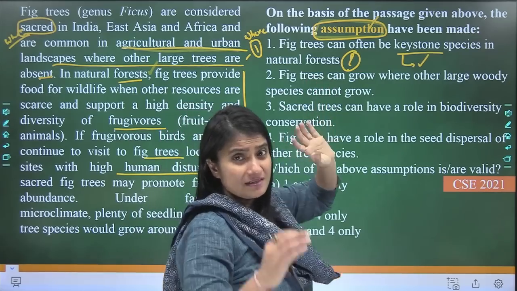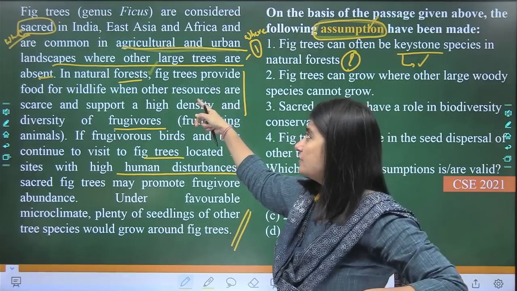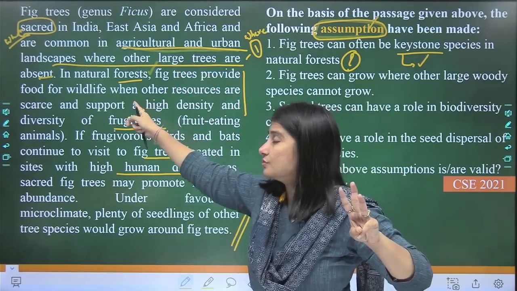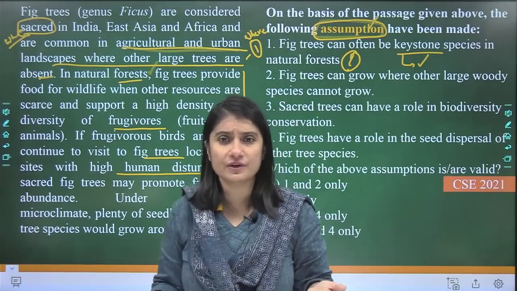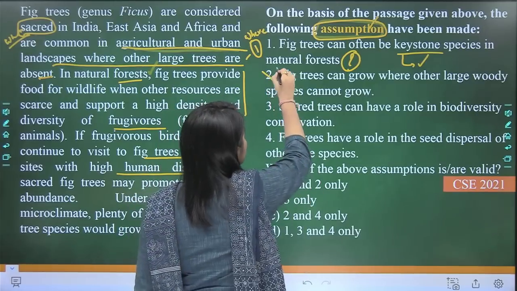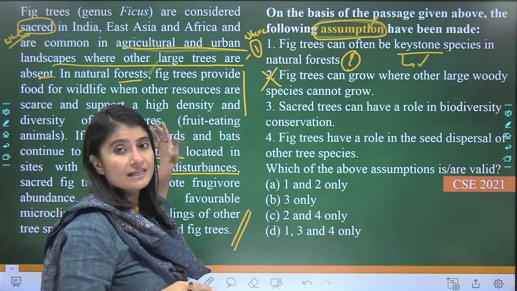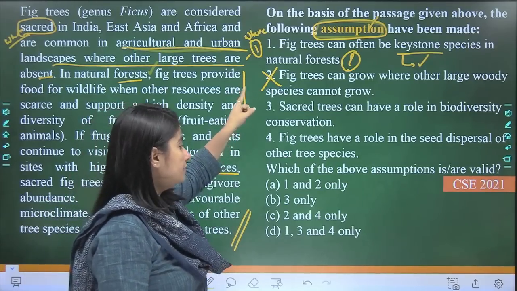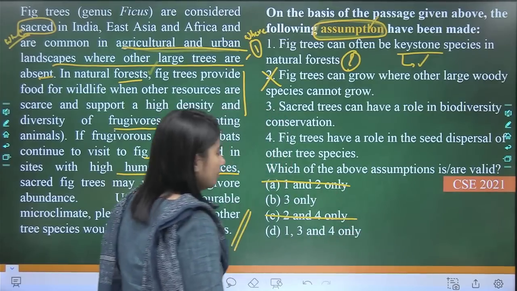Okay, it is explicitly saying where it can grow and where it cannot grow. But here we saw that it grows in agricultural land also, in urban areas also, and in forest also. And in forest, you find a lot of large woody trees. So this assumption here is negating the information given in the passage. It is negating its premise. So it can never be true. So looking at that, I am going to cancel 2 of my options.